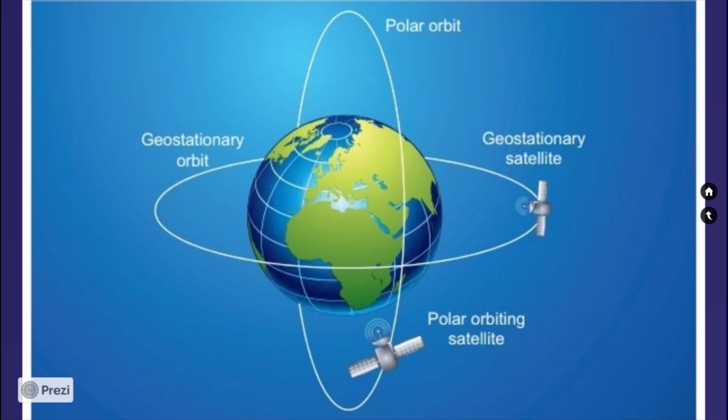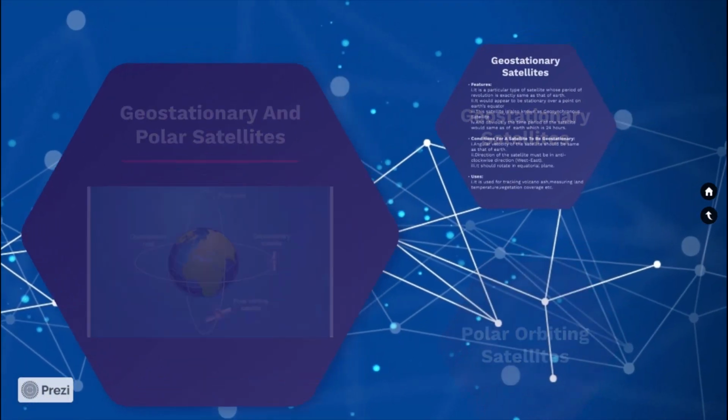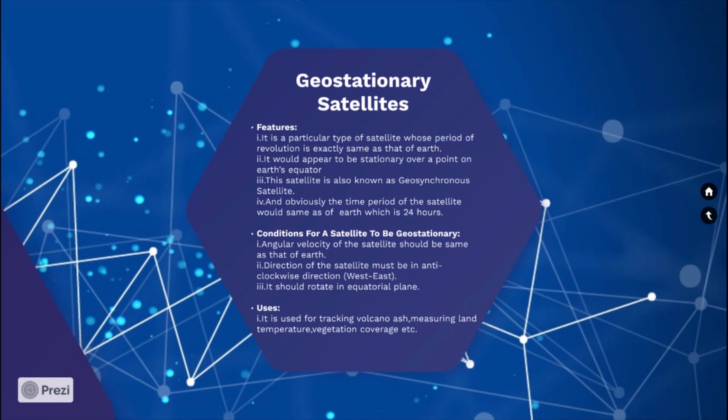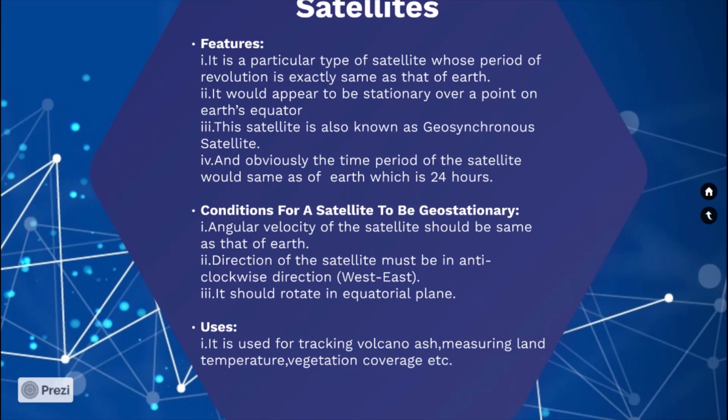So first of all, we will talk about geostationary satellites. So let's begin. Geostationary satellites are the satellites whose period of revolution is the same as that of Earth, which is 24 hours. And due to the same period of revolution as that of Earth, it would appear stationary over a point on Earth's equator. Such satellites are known as geostationary satellites.